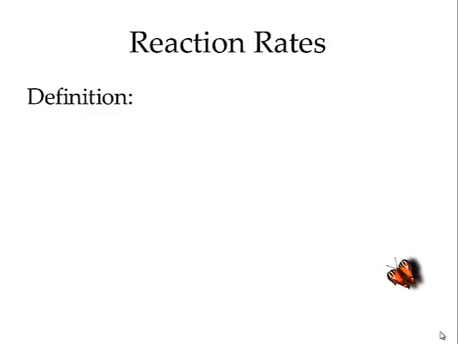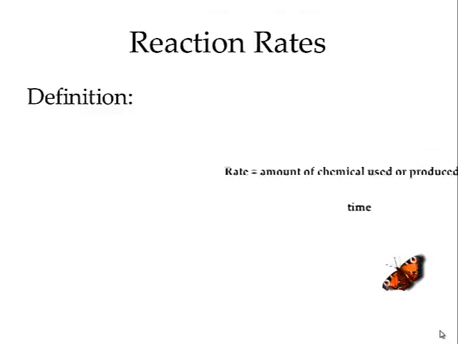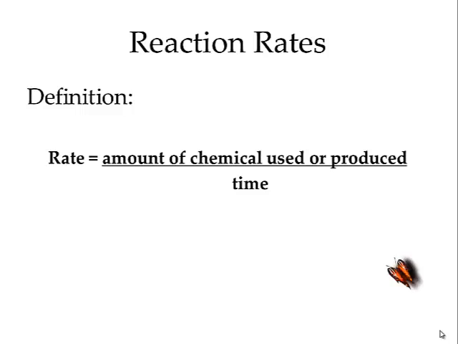We define a reaction rate as being equal to the amount of chemical that is used or produced divided by the amount of time the reaction takes. The amount of chemical is usually measured in moles and time in seconds. So chemical reaction rates are typically given as moles per second.